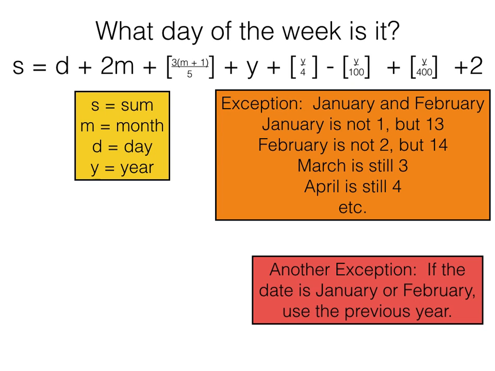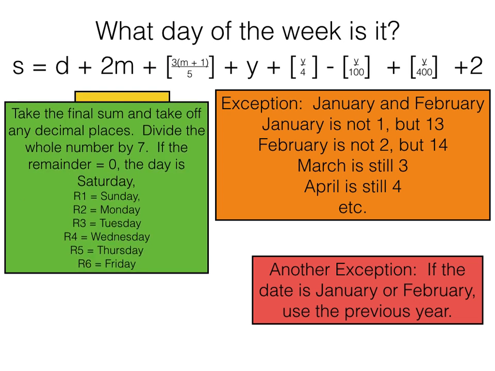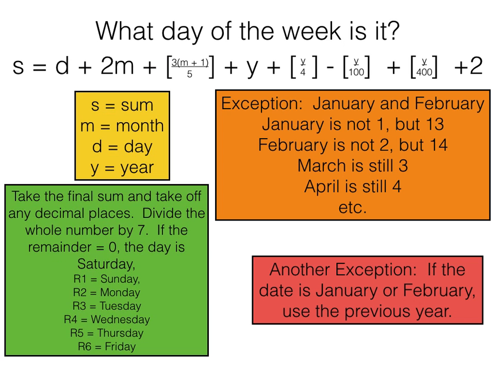For example, today's date is January 10th, 2017. Because it's a January date, we won't use 2017 for the year. We would use 2016. Finally, when you find the sum, you're going to take off any decimal places and divide the whole number by 7. If the remainder to that problem is 0, then the day is a Saturday. If the remainder is 1, it's a Sunday, remainder 2 is a Monday, and so forth.